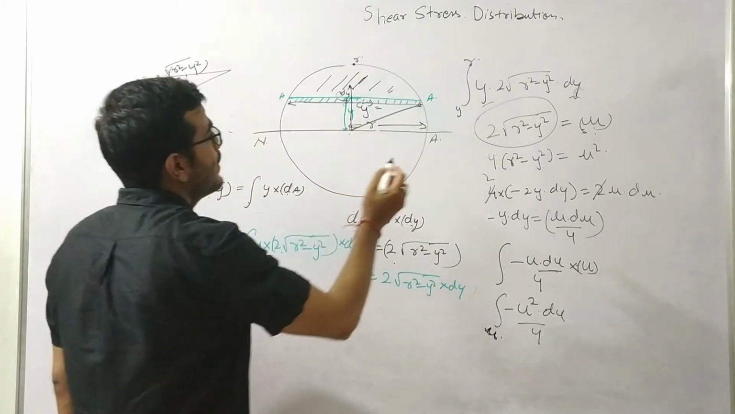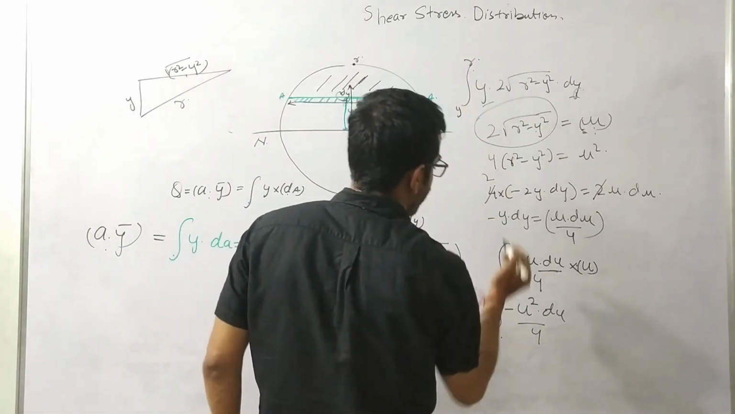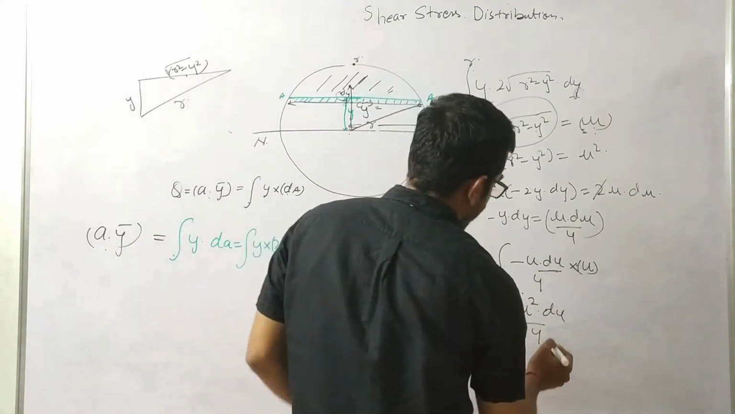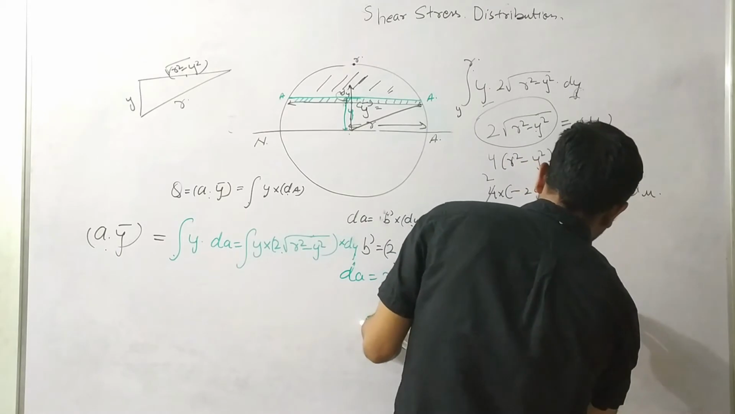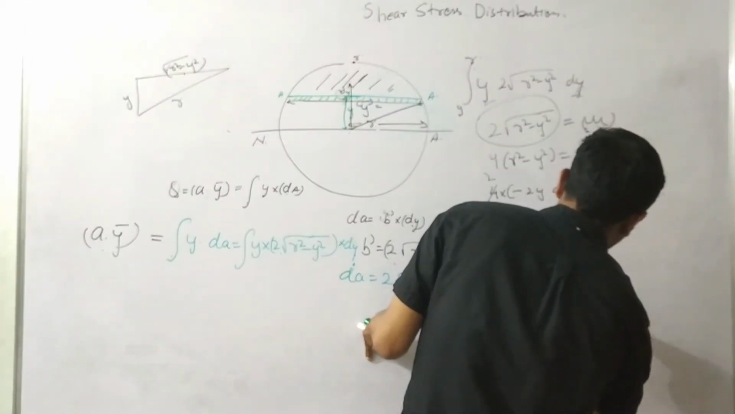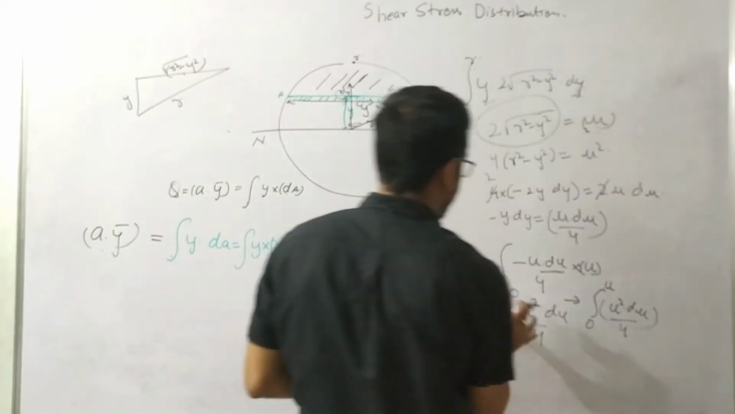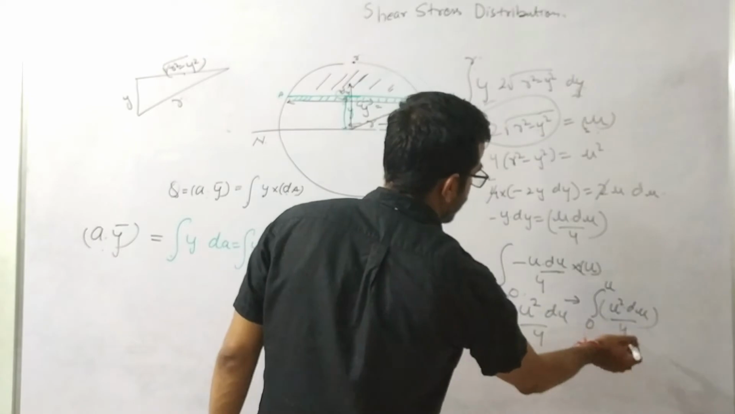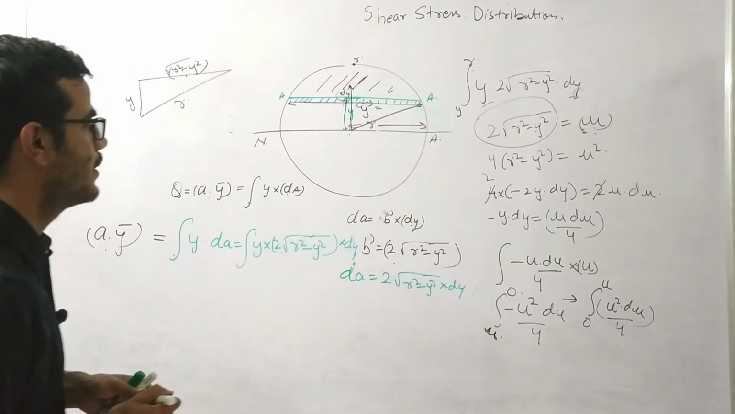And what happens when y reaches r? When y reaches r, this term will become 0. Okay. So another way I can write this expression like this: 0 to u square du over 4. Okay, I just removed this negative sign, so my limits are interchanged: 0 to u square du upon 4. Now I will integrate that thing.